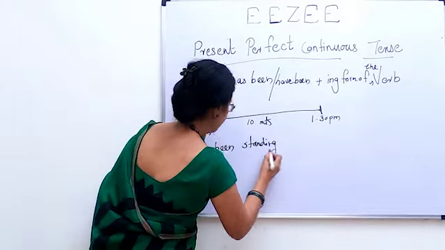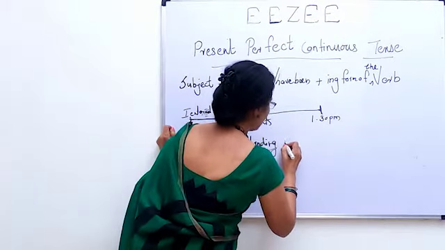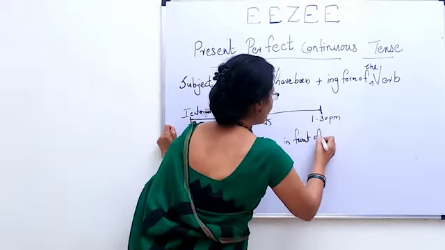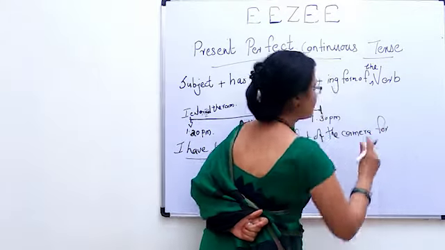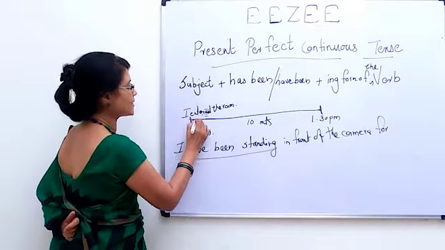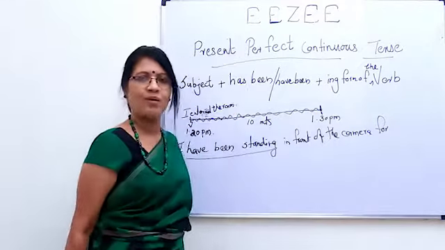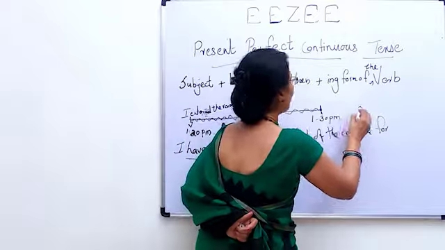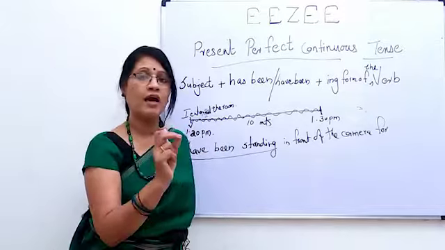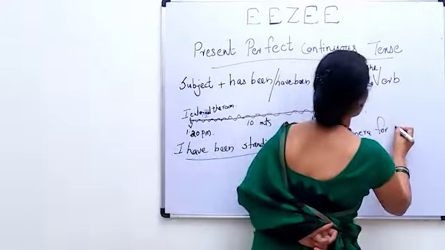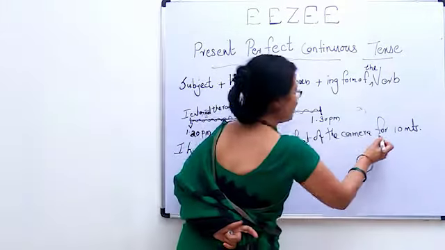I have been standing. See, have been standing. I have been standing in front of the camera for 10 minutes. From here I start. See, I am standing here. Now also I am standing here. Now the time is 1:30. It will continue. So I have been standing in front of the camera for 10 minutes.